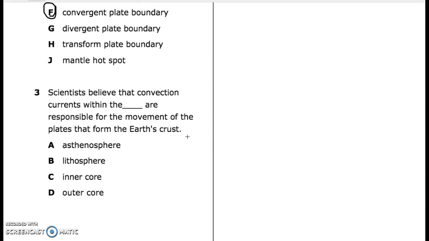Number 3. Scientists believe that convection currents within the blank are responsible for the movement of the plates that form the Earth's crust. So if you'll remember, the lithosphere is actually where the plates are. So that's the portion of the Earth's layers where the plates live. The inner core and the outer core have nothing to do with convection currents. So convection currents are in the asthenosphere, that's below the lithosphere.